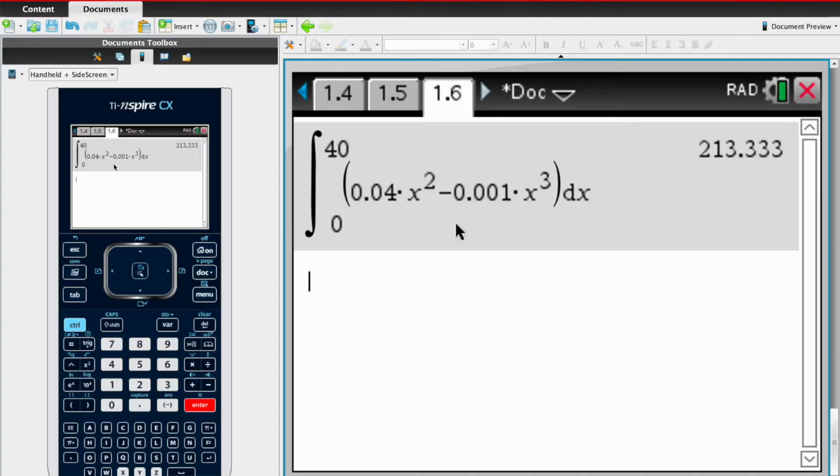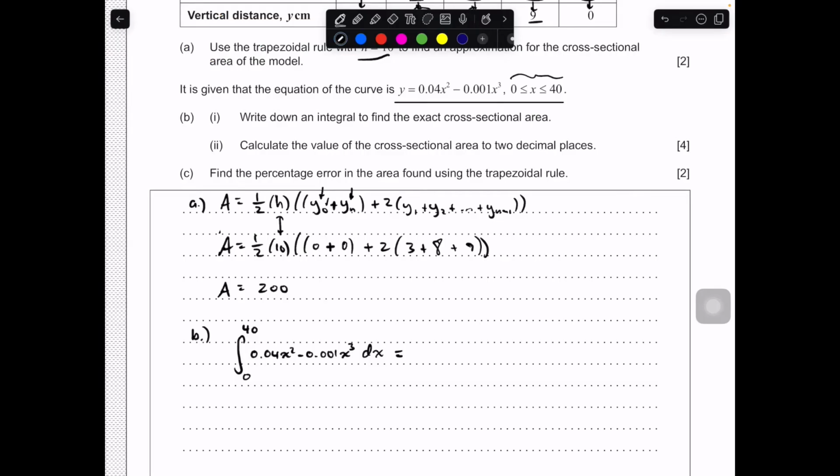Let's go back to the document and write this out. So it's 213.333, or let's just leave it at 213. Okay, not bad. Write down an integral to express the cross-sectional area. That's this part right here. And then calculate the value to 2 decimal places. So this is me making a mistake here. 213.33, 2 decimal places. Okay.